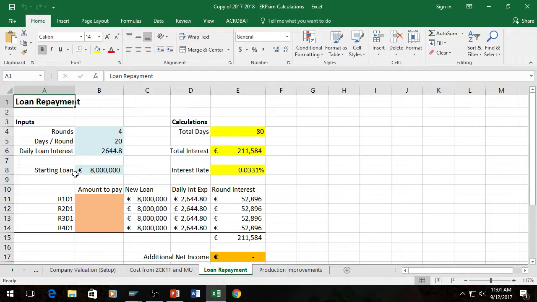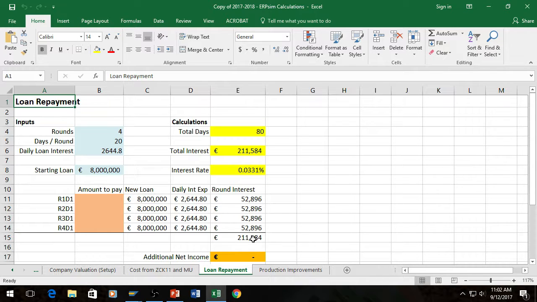From there, knowing that we have the starting loan of $8 million, we can figure out a calculated interest rate. So it works out to this 3.3% essentially. We can then figure that out for the entire game. We know it's 211,584. So that is how much our expense is.